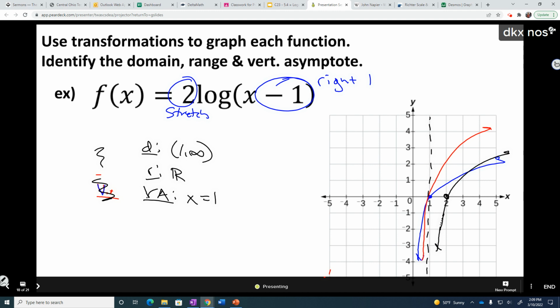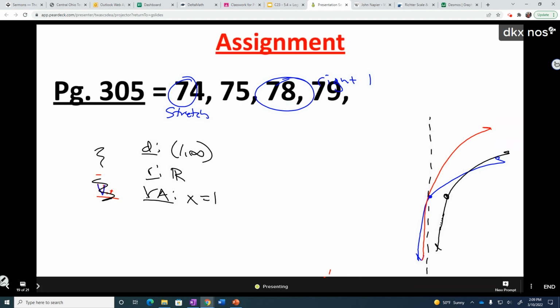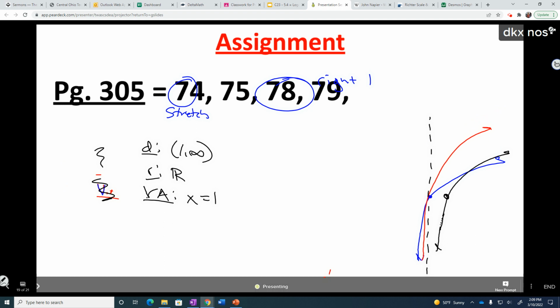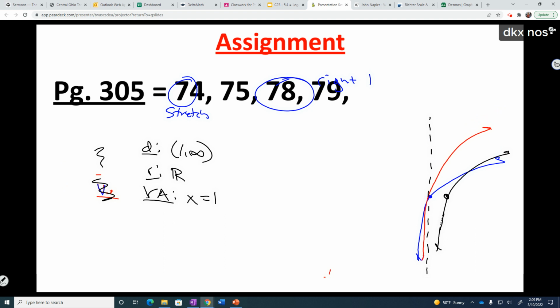All right, you guys have to do 4 problems like this. So you can just do them on the back of that sheet there. 74, 75, 78, 79.